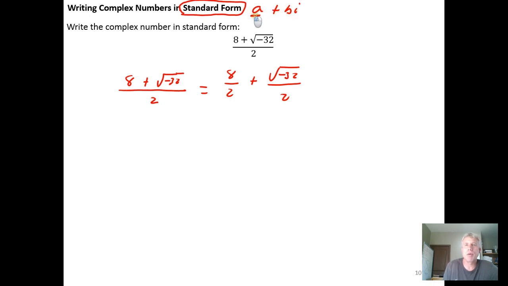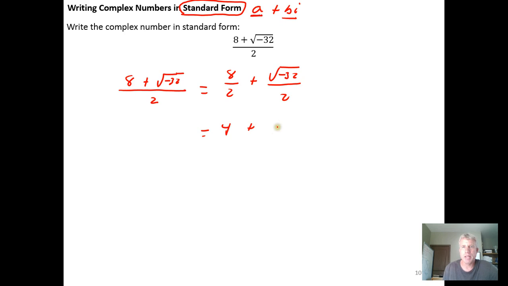So we should have a real number part, and then we should have a real number times the complex number. So we want it in this form. Standard form means write it so it looks like a plus bi. So we've broken this initial ratio into two pieces. This is going to simplify to a 4. That's going to be equivalent to your a.